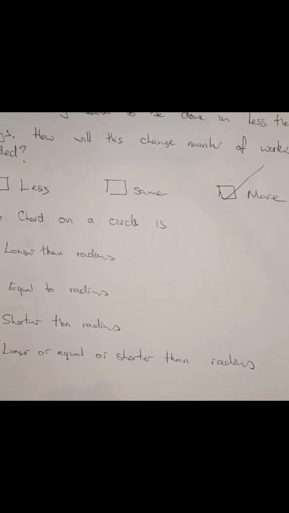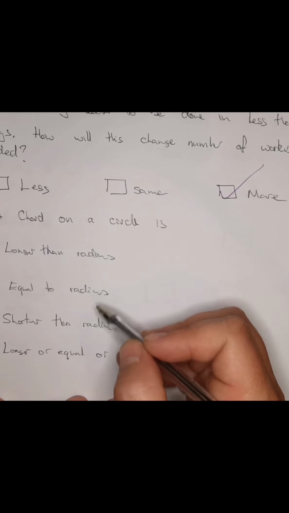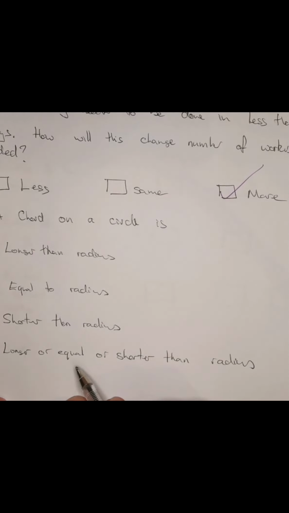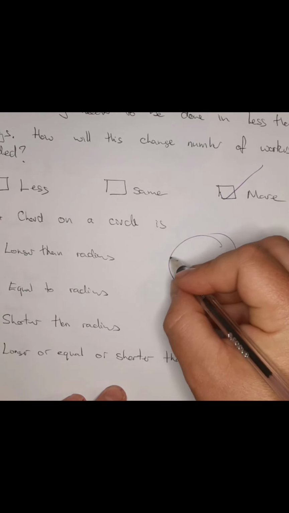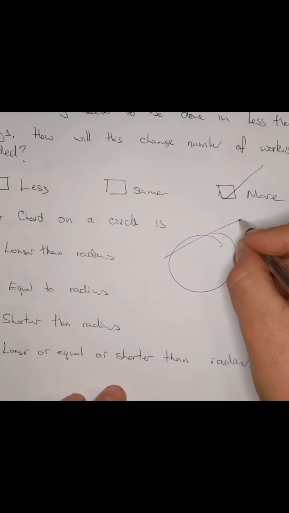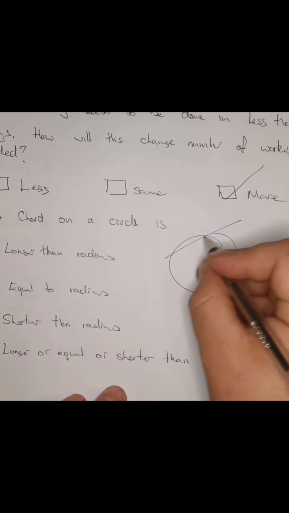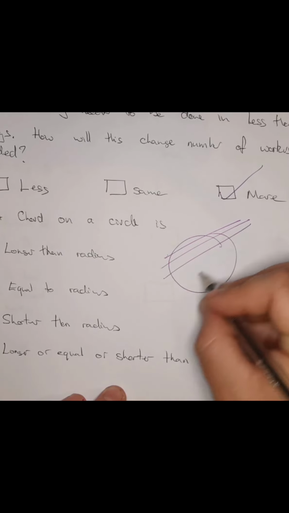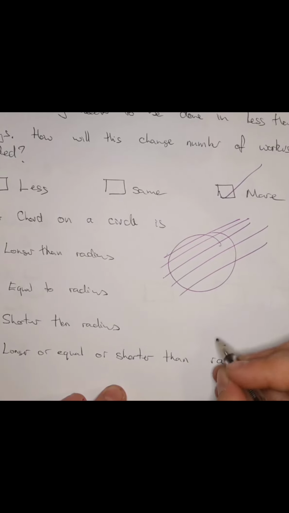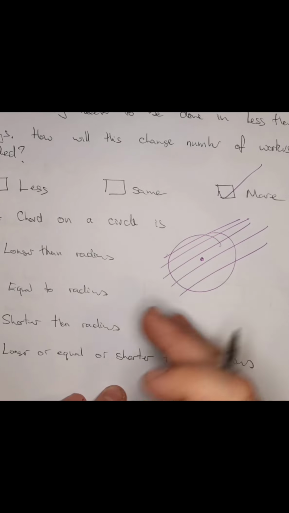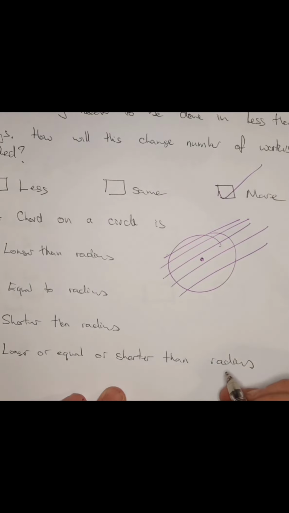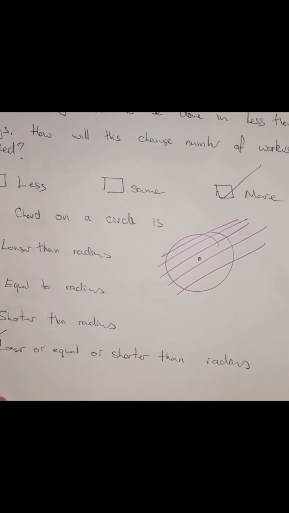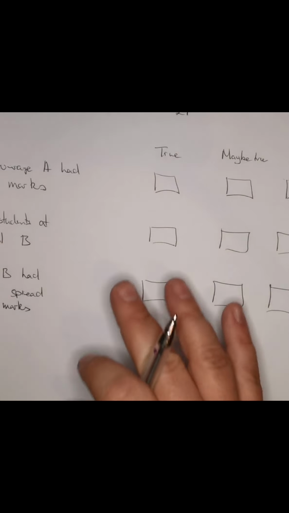Right, a chord on a circle, is it longer than the radius, equal to the radius, or shorter than the radius? Well, a chord, if that's my circle, that could be a chord. This bit going through the circle, that could be a chord, that could be a chord. As long as it doesn't go through the centre and it goes all the way through the circle, it's a chord. So it could be short, it could be equal, it could be longer, so last one, it could be any of those things.